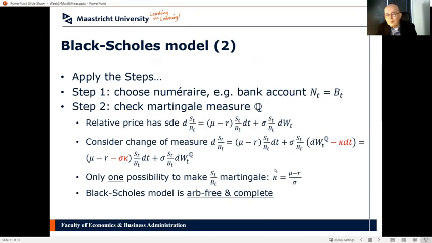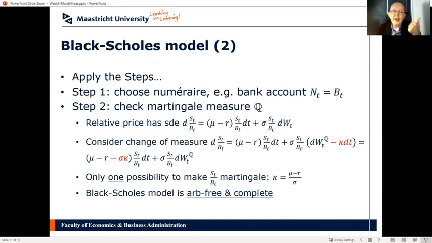This is known as the market price of risk. But for here, don't worry that much about the interpretation. We are just saying, yes, we can make the relative price of the stock price over the bank account a martingale by making sure that mu minus R minus sigma kappa becomes equal to 0, and there is only one choice for kappa to make this work.